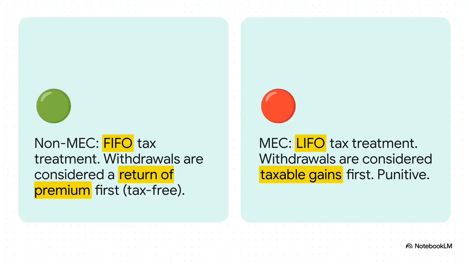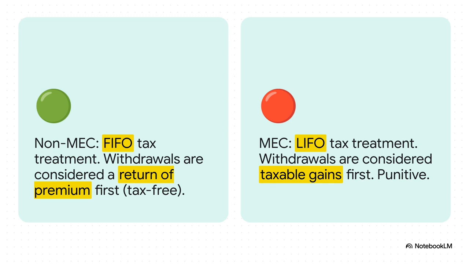See, a compliant policy gets this really nice first in, first out, or FIFO tax treatment. That just means when you take money out, the IRS assumes you're taking your own premiums back first, so it's tax-free. But a MEC? It gets flipped to last in, first out, LIFO, and that is a penalty. It means any money you touch, even a loan, is considered taxable gains first.